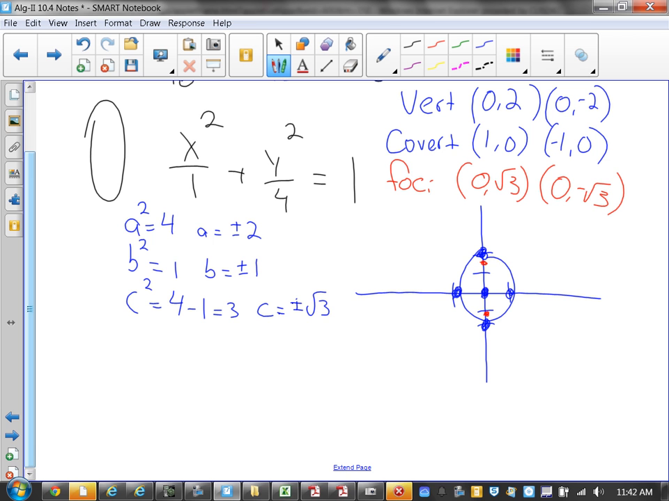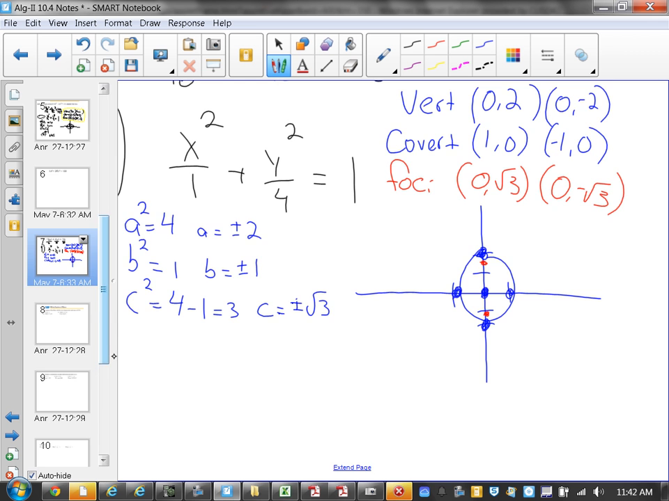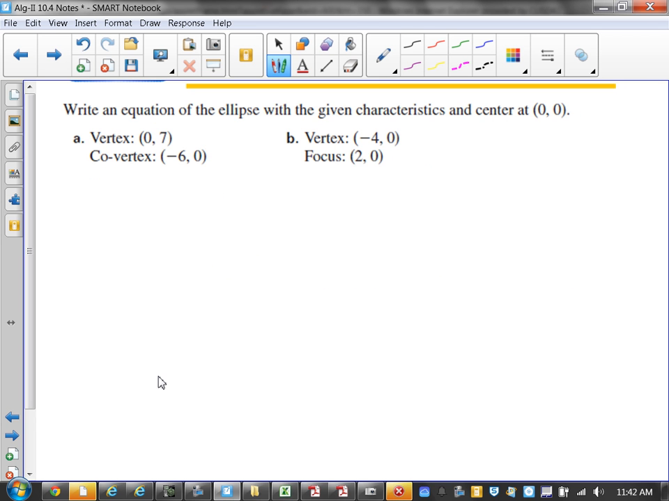The other thing that you guys did with parabolas, if you remember, we not only graphed them from the standard form, you were also given parts of the parabola and had to write the equation. Gee, guess what you're going to do here? Same thing. Yep, you get parts of the ellipse, you write the equation. So let's do this. Let's say we have a vertex at, we'll do the first one, 0 and 7, and a co-vertex at -6 and 0.